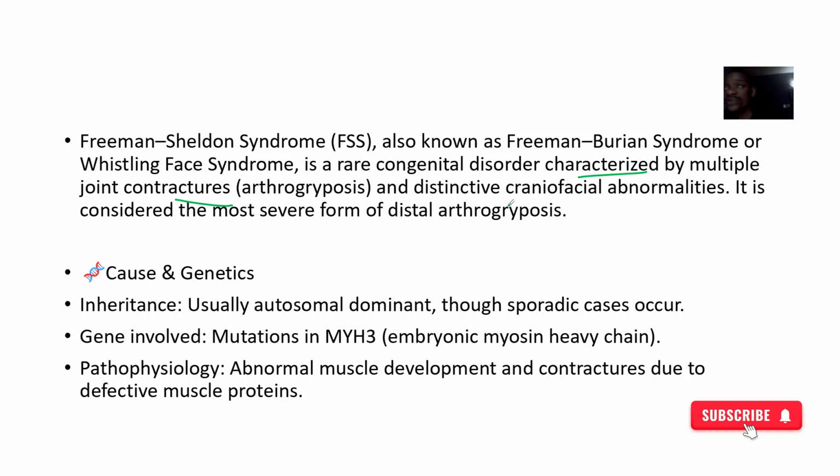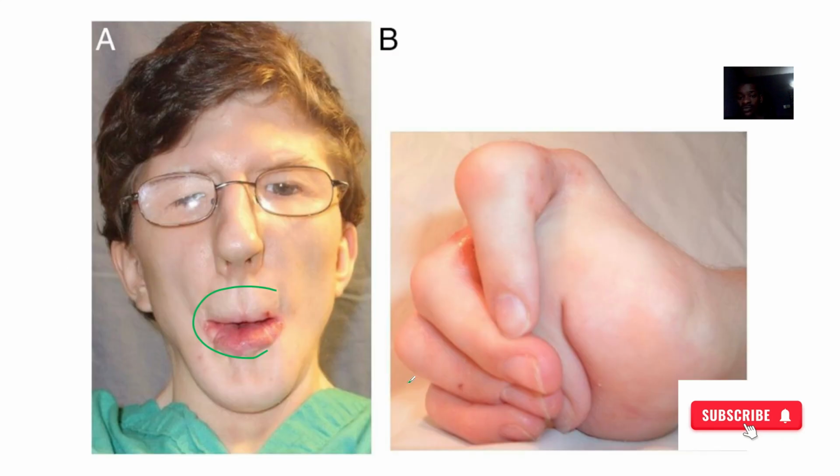So there's also craniofacial abnormalities. Your face is disfigured one kind. So inheritance is usually autosomal dominant, though sporadic cases can occur. So genetic involvement is there's mutation in a gene known as the MYH3 gene. That's the embryonic myosin heavy chain gene. So pathophysiology, abnormal muscle development and contractures is what will now lead to defective muscle proteins.